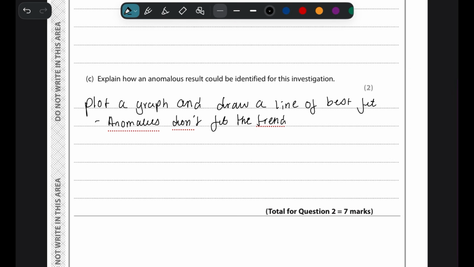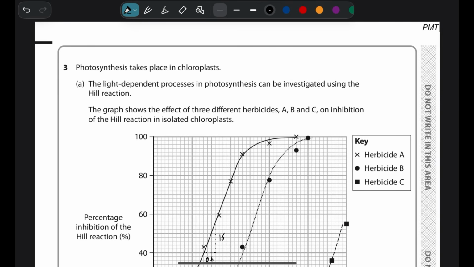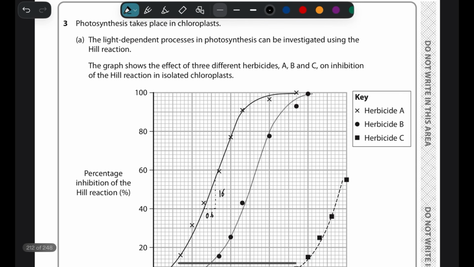Okay, so we said photosynthesis is taking place in your chloroplast, and we said the light-dependent reaction can be investigated using the Hill reaction. Cool. So we know what we're talking about. So we've got this graph, we've got different herbicides. I'm just looking to see if I can pick something out initially from the method.